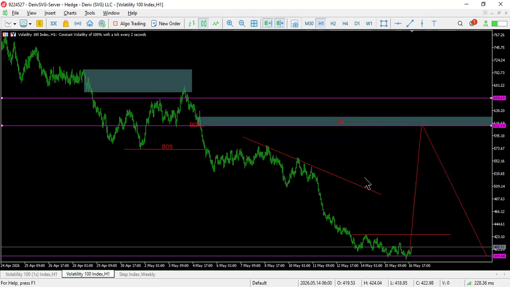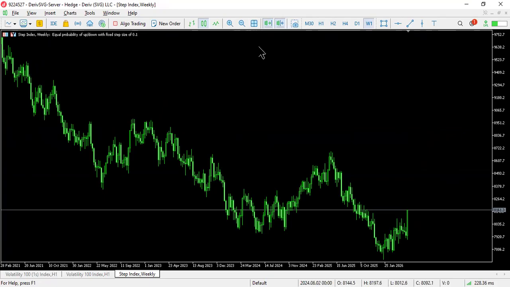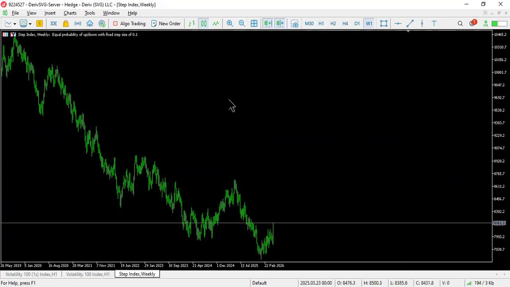So that's pretty much it from volatility 100. Heading over to step index. So step index, if you can minimize your chart and see step index, it has been very, very bearish from 2020.